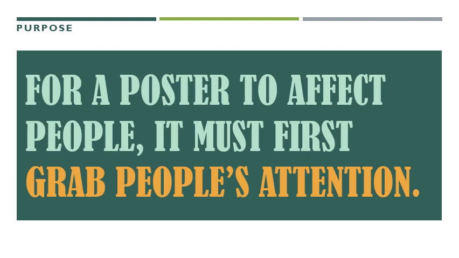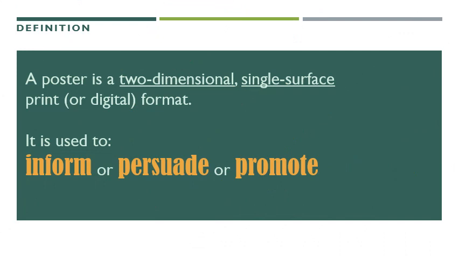So the technical definition of a poster is a two-dimensional single surface print or digital format, although typically you would think it's print. And a poster is used to inform, whether you're trying to inform people to display information, inform about data, schedules, or offerings. A poster is used to persuade or promote. You could persuade or promote people about your cause, about a place, an event, a person, a brand, programming, a film, a company, a service, or an organization.